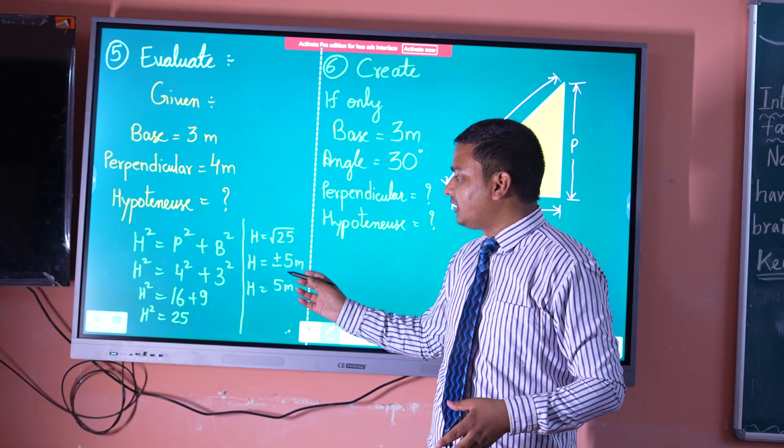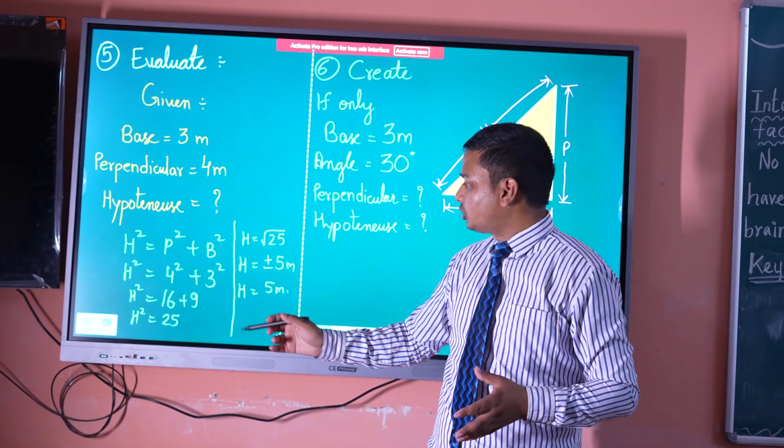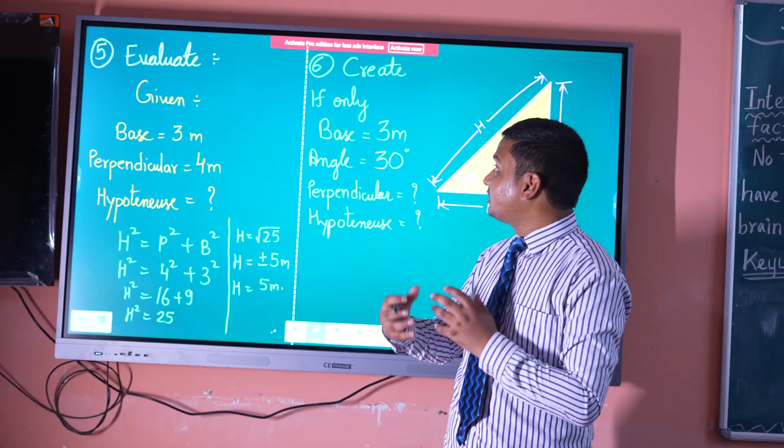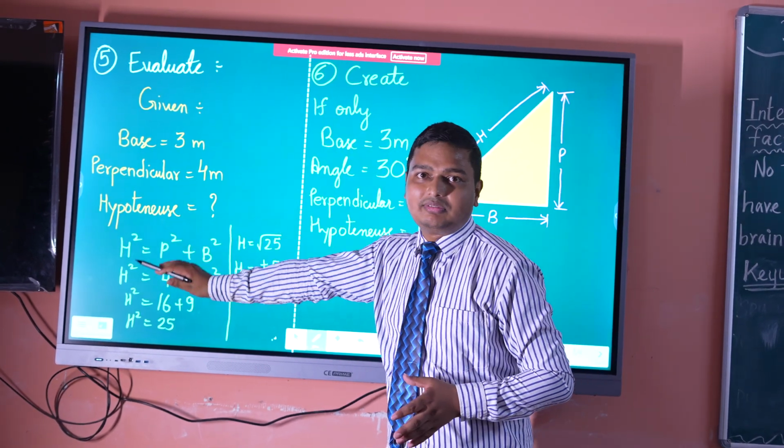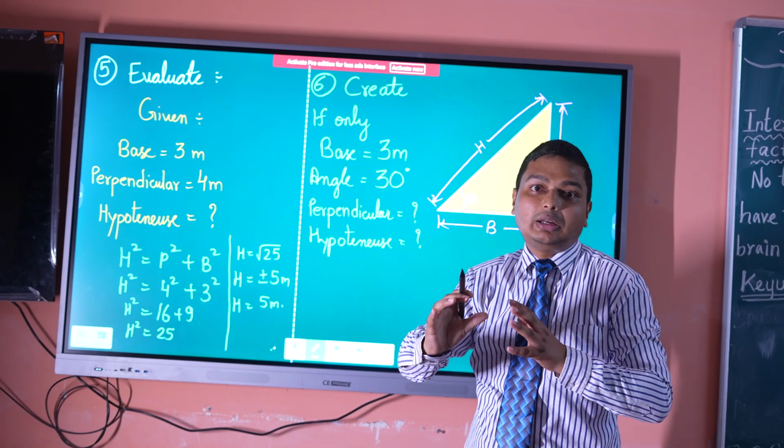Because it is plus or minus 5, and since the height can never be negative, I will take plus 5 meter as the height we got. Now the second condition here. Suppose an interesting situation came. Suppose the next evaluation we have done is certain, meaning we are able to find it out with the help of Pythagoras theorem.